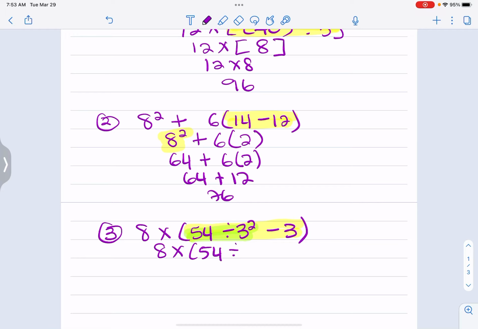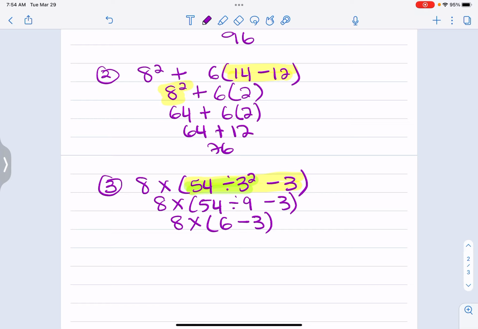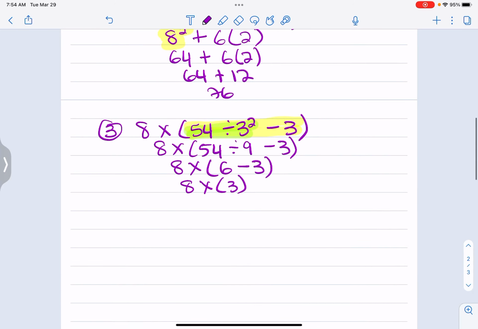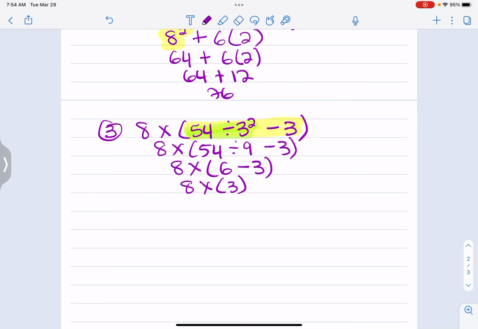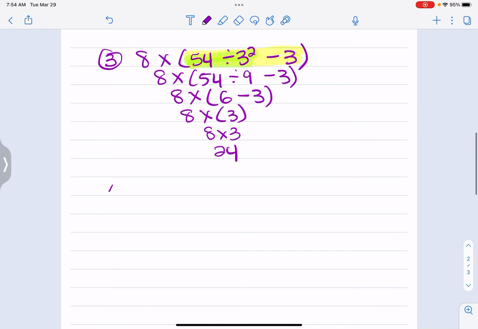We know that 3 squared is 9. Then you rewrite everything else. Now we're solving again inside the grouping. So 8 multiply 54 divide 9 is 6 minus 3. We're still inside the grouping. 8 multiply 6 minus 3 is 3. 8 times 3, you can remove the parentheses. Now 8 times 3 is 24. And that is my solution. Another example.